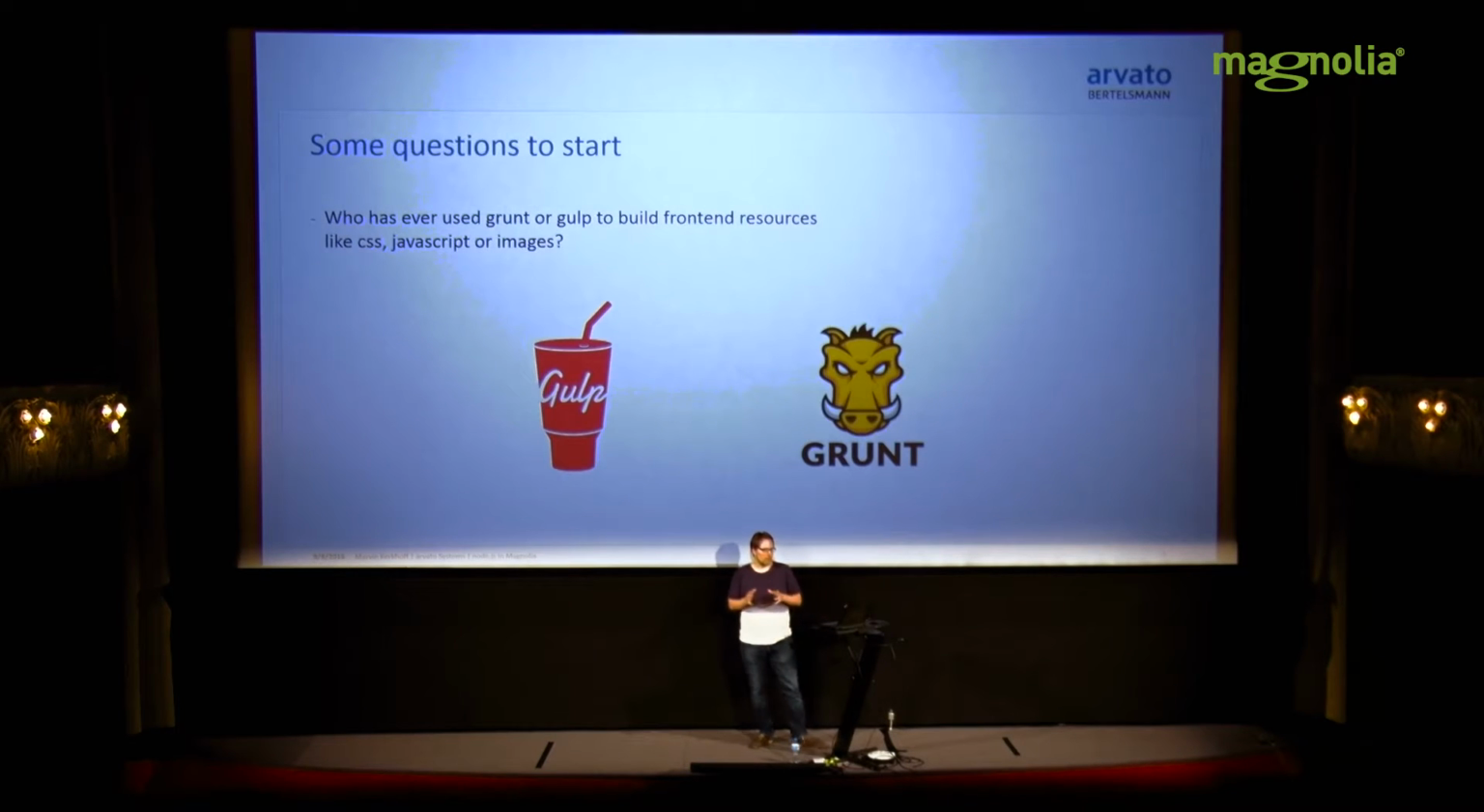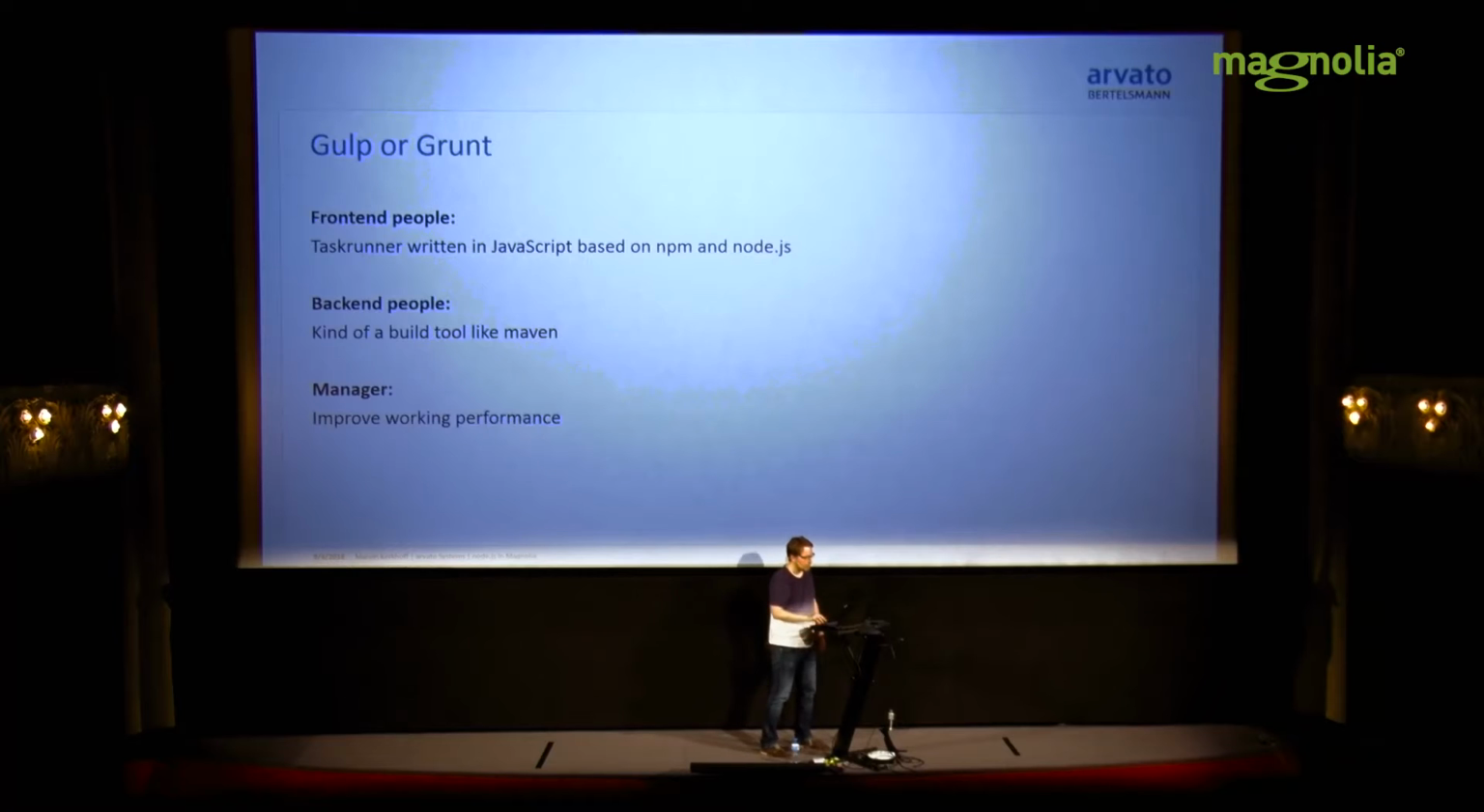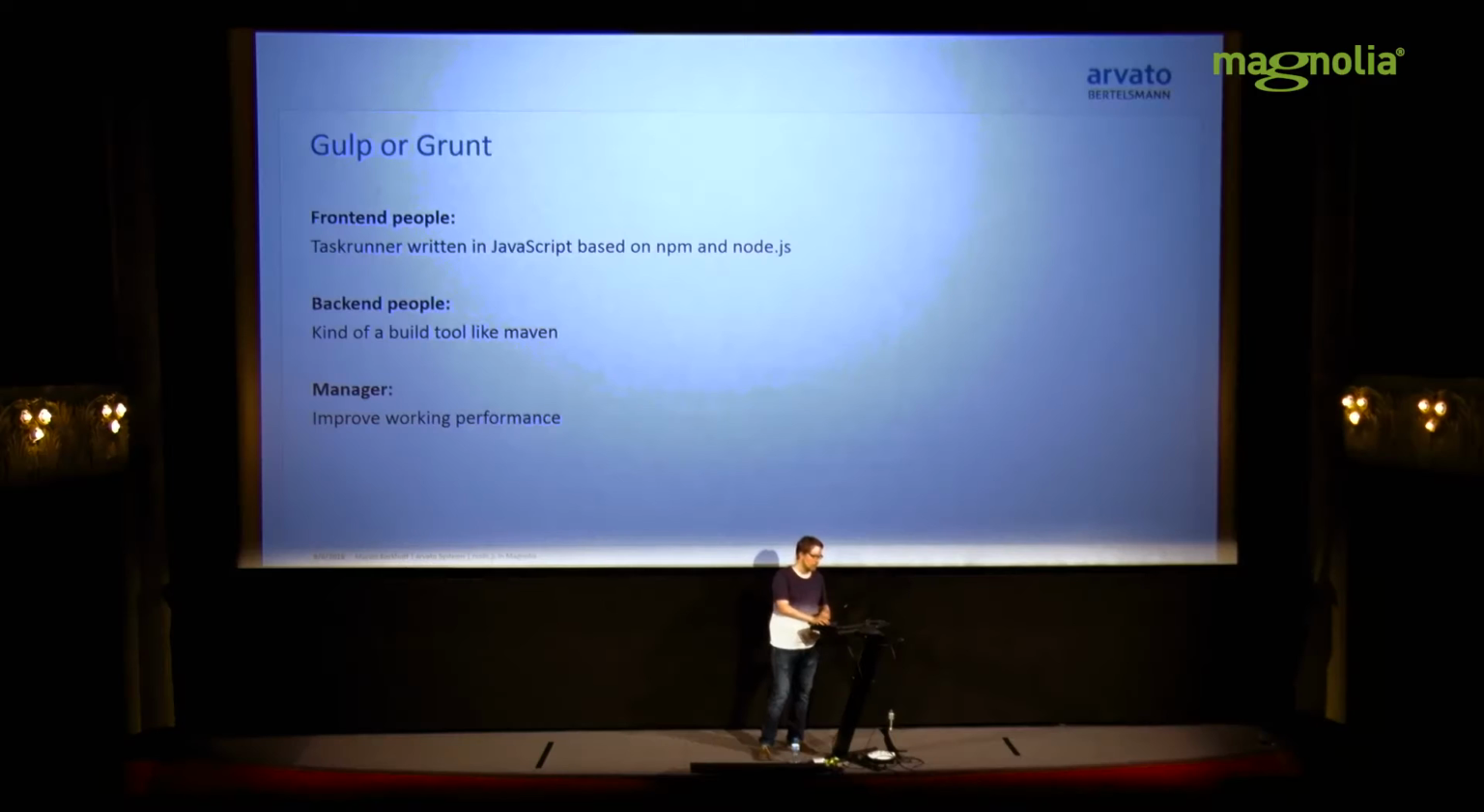So first, a couple of questions. Who has ever used Grunt or Gulp in the context of Magnolia, maybe? Okay, I think 50%. So for the front-end people, it's a task runner written in JavaScript based on NPM and Node.js. For the backend people, it's a kind of build tool like Maven. And for the managers, if there are some managers here, it's improving your performance.